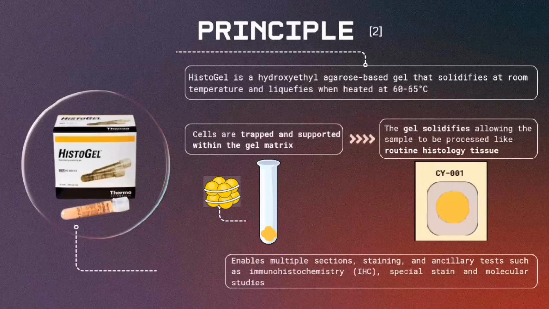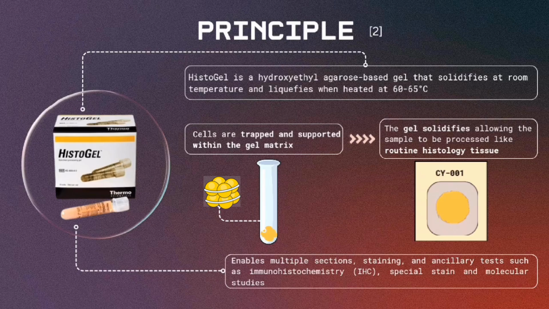Next, I will explain the principle of the histogel cell block method. For your information, histogel is a hydroxyethyl agarose-based gel that solidifies at room temperature and liquefies when heated at 60 to 65 degrees Celsius. By using histogel, cells are trapped and supported within the gel matrix, preventing cell loss and maintaining cellular integrity. Then, the gel solidifies, allowing the sample to be processed like routine histology tissue, enabling multiple sections and further testing.